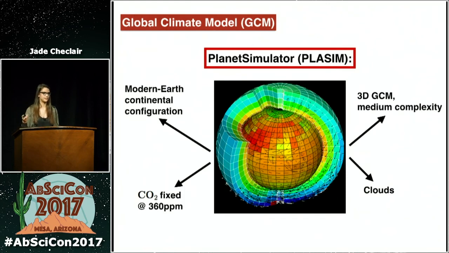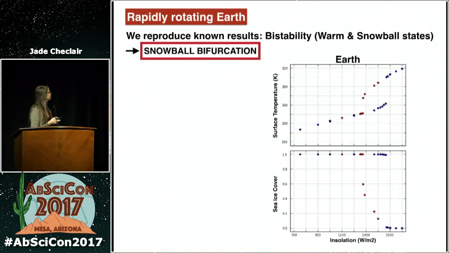Okay, so we used a global climate model called PLASM, a 3D GCM of medium complexity. We set it up in a modern Earth continental configuration, computed clouds, and kept the CO2 fixed at 360 ppm. And here's what we see first for the Earth.